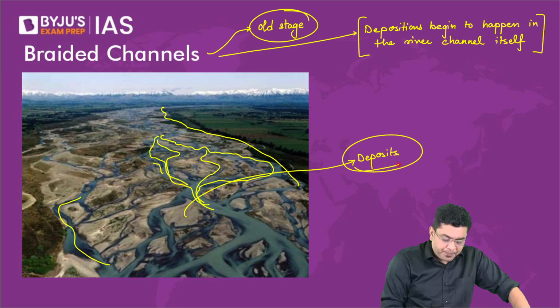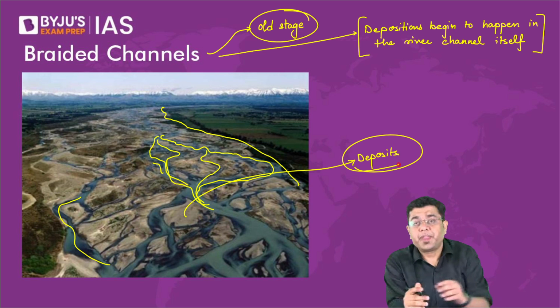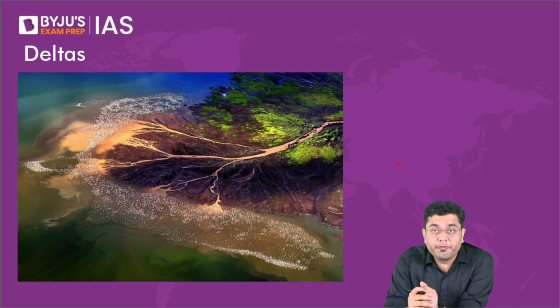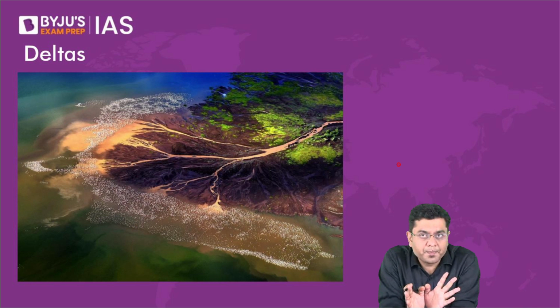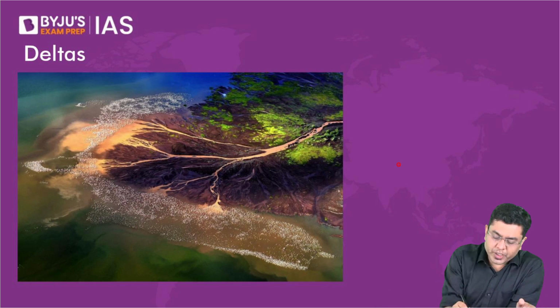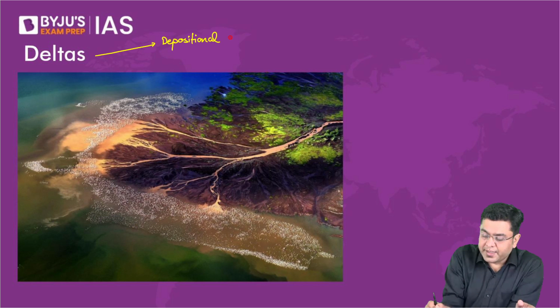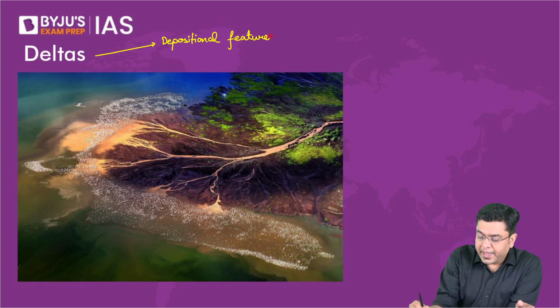Then after that we have the deltas. Deltas are the final depositional feature created by any river at the time when it meets the sea. That is where the deltas are created, or at the place where the river empties itself, wherever it empties itself, that is where the deltas will be created. So deltas are your depositional feature, created in the end portion, end stage, while meeting the sea.